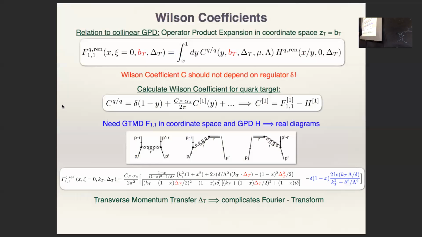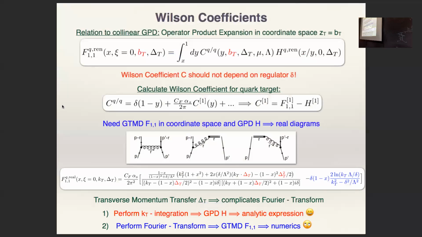And in order to calculate the Wilson coefficients, we have to transform this to BT space. You see that this is not an easy task analytically with non-zero delta t. So we already set psi equal to 0 in order to simplify expressions, but delta t really complicates this Fourier transform. What we can do is, if BT is 0, then this means we just perform a KT integration over this expression, and this can be done analytically. But if we really have a non-zero BT, the only way to do this is to apply numerics.